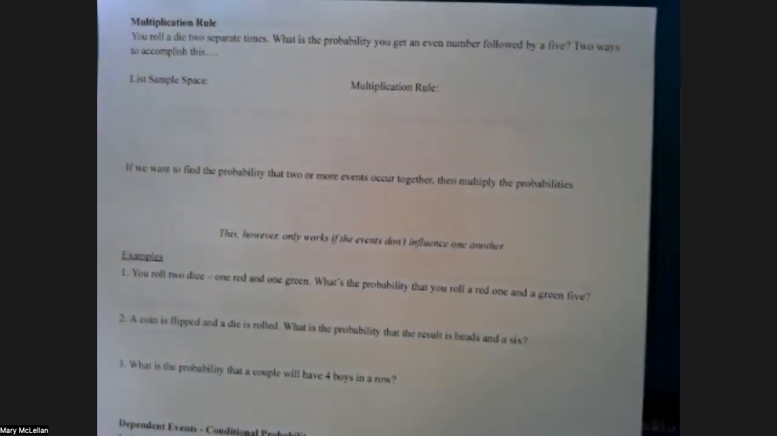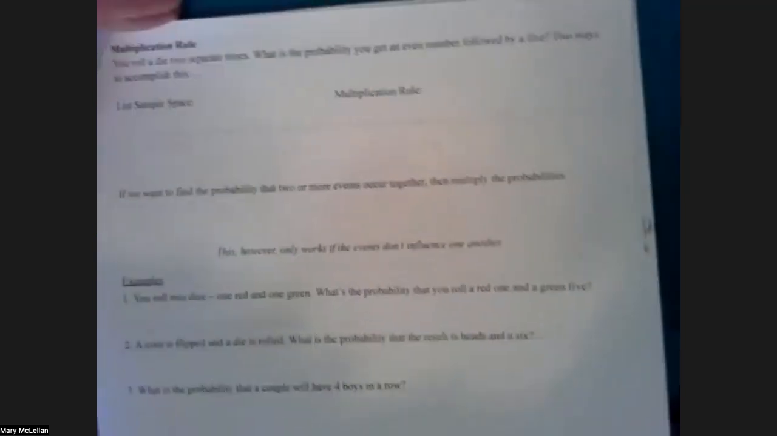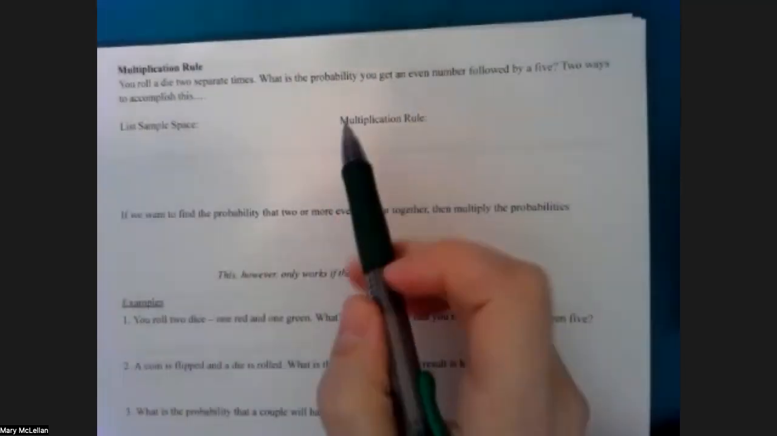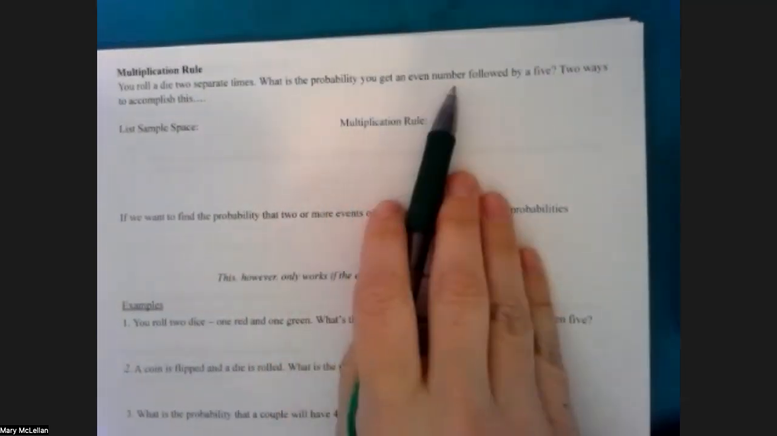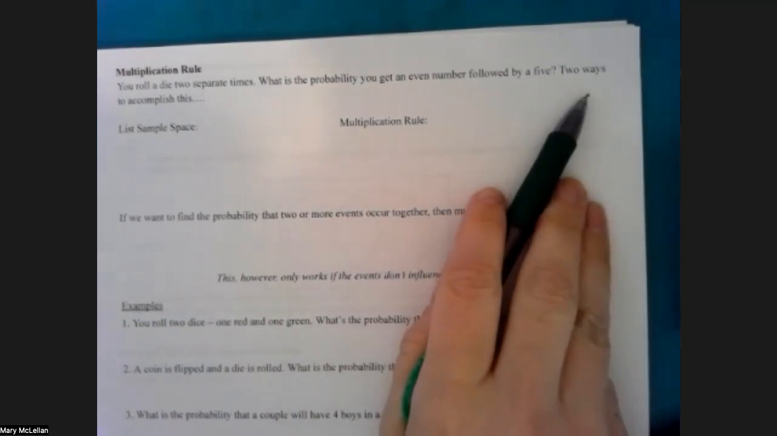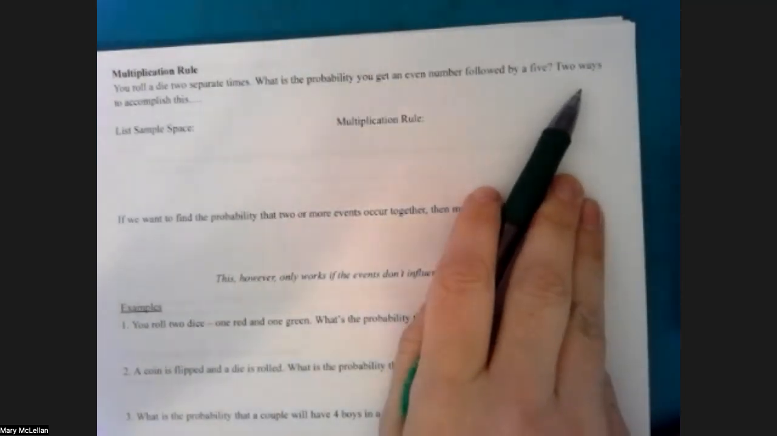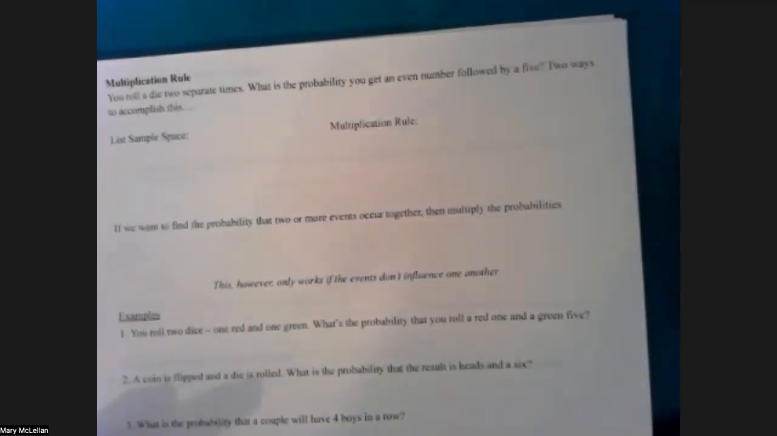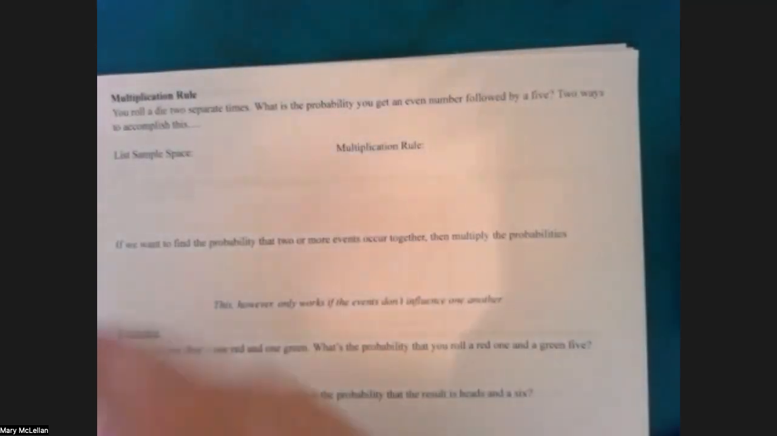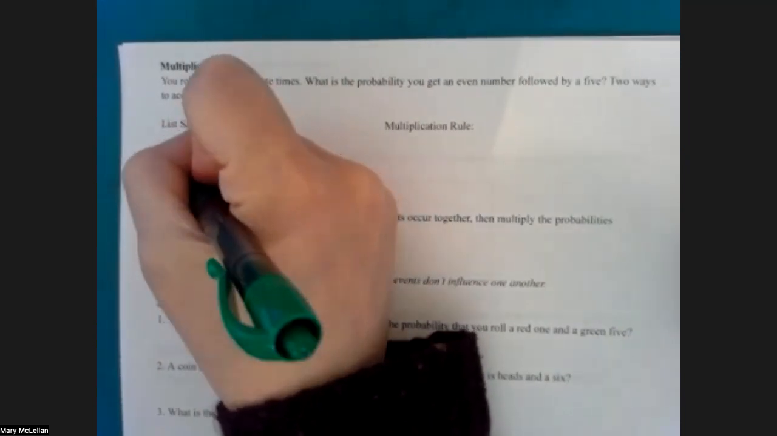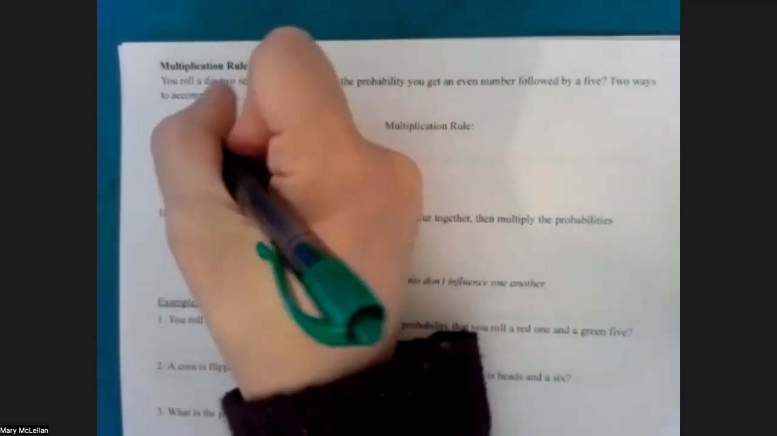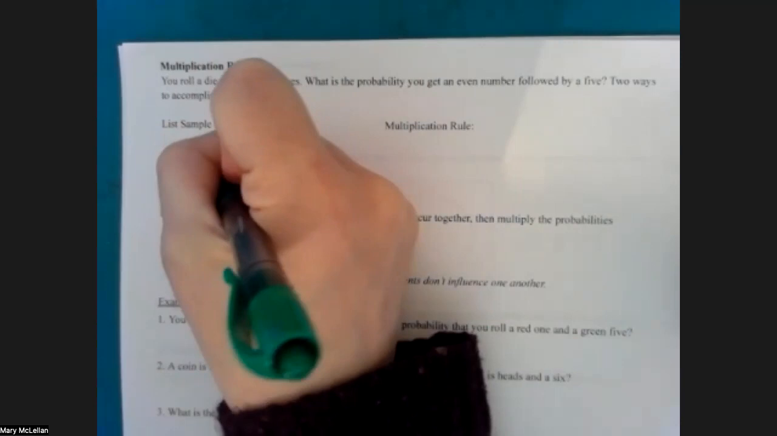Okay, we've got the multiplication rule. You roll a die two separate times. The question is, what is the probability that you get an even number followed by a 5? And there's two ways to accomplish this. So first way, you could list your sample space. So if I roll a die and the first one is even, that's 2, 4, or 6, and the second one has to be 5.